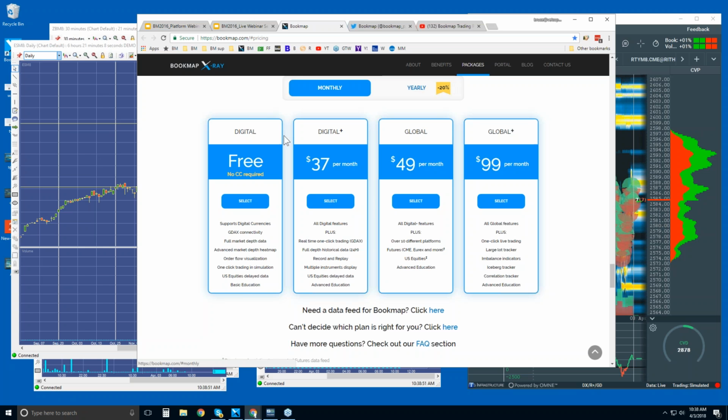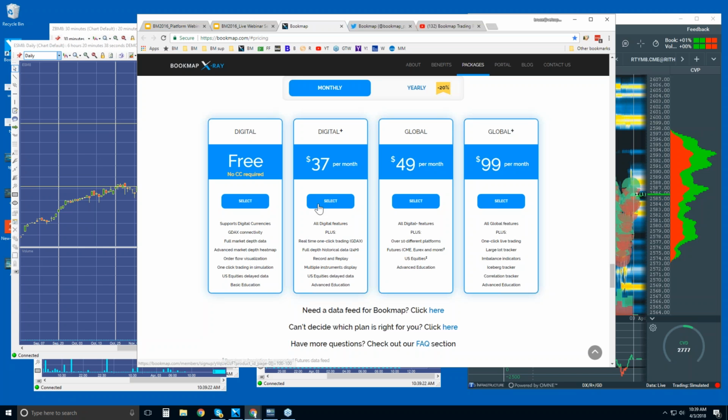Okay, so the digital version here is free. It's a live feed. It's a full working copy of Bookmap, but you only get access to one digital currency at a time. So you can look at Bitcoin, US dollar, for example, and that's all you get. Right now, you get basically the basic education here that we're going through, and what's available on our website or YouTube channel, and you also get limited support.